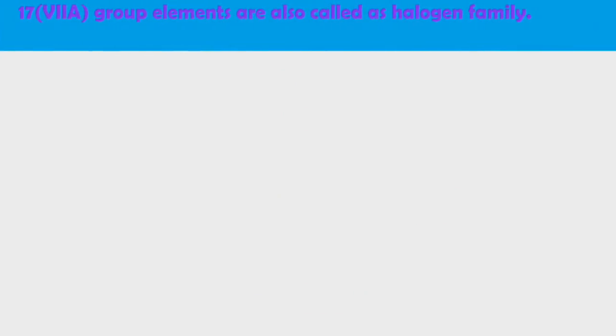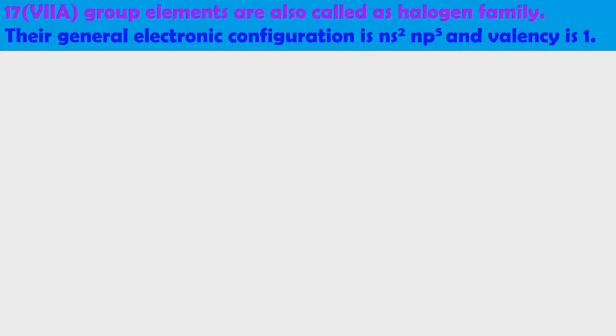Now go for 7th A group elements or 17th group elements, also called halogen family. Halogen means they are obtained from sea salt. That's why they are also called halogen family. Their general electronic configuration is ns2 np5. They have 7 valency electrons. So to get octet configuration, they will gain 1 electron from other atoms. So their valency is 1.